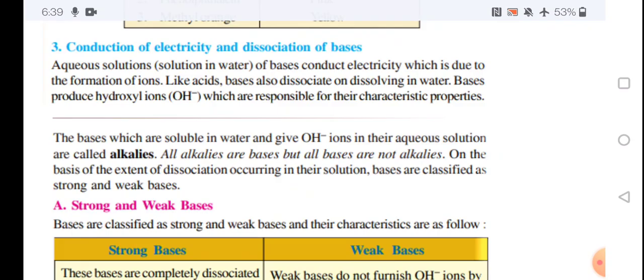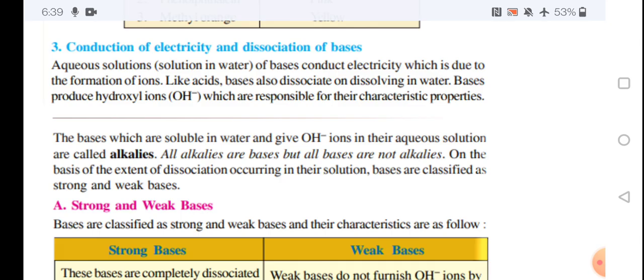These are called alkalis. All alkalis are bases, but all bases are not alkalis. The bases which are soluble in water and give hydroxyl ions in their aqueous solution are called alkalis. These alkalis are bases, but all bases are not alkalis.